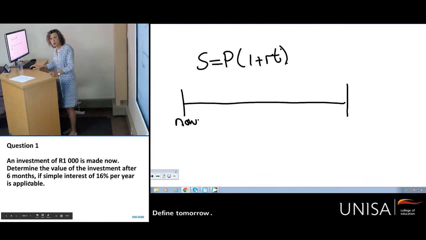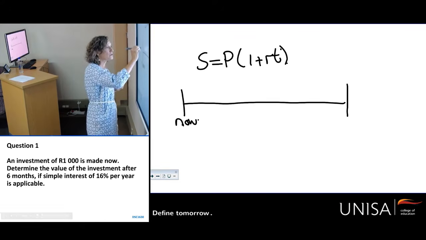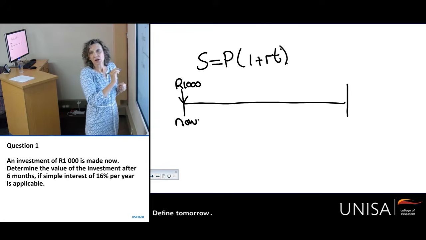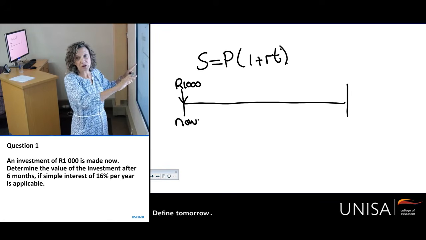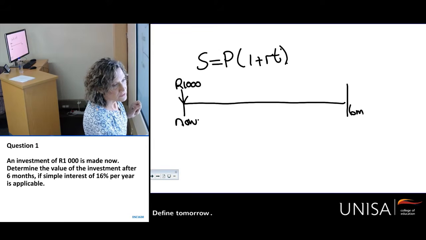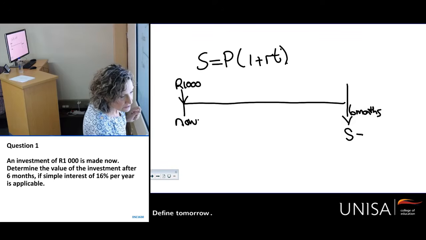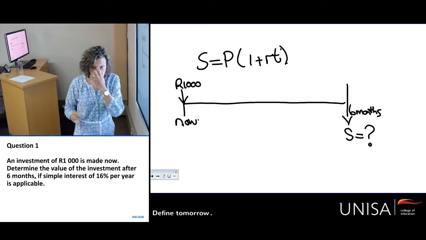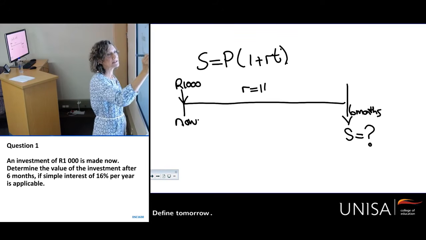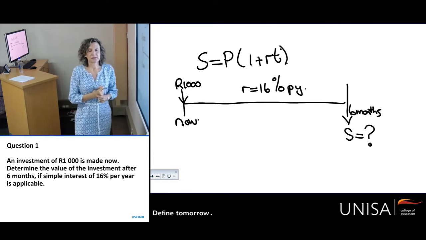Sorry, let's just get one more. An investment of 1,000 Rand is made now. So we know we're investing 1,000 Rand here, right? Determine the value of the investment after 6 months. So we know after 6 months, we need this value here, the future value, we don't know what it is. If simple interest of 16%, sorry, 6% per year is applicable.